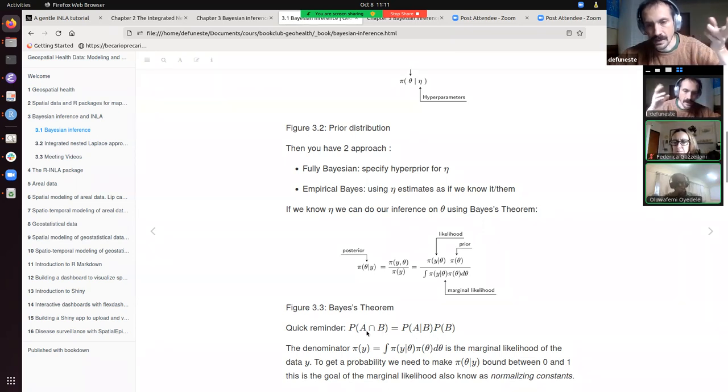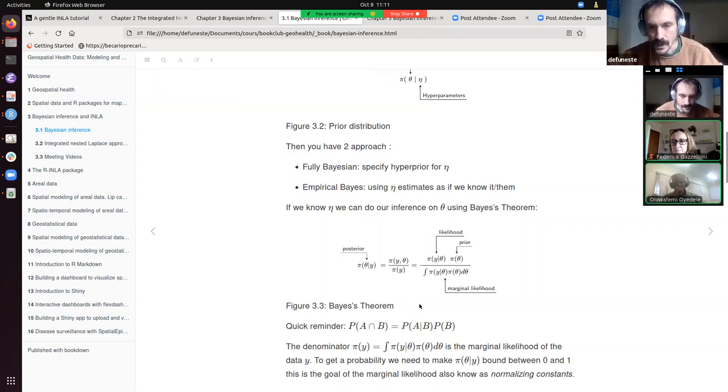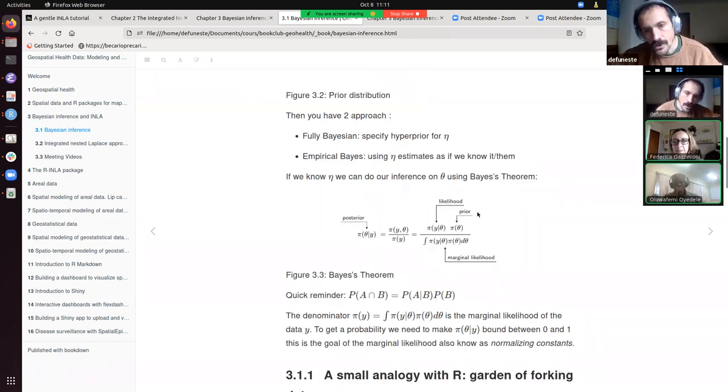The joint probability of A and B is equal to the probability of A knowing B times the probability of B, which I think is good. Yes, it is. That holds when A and B are not independent. I think they are independent, but I could be wrong on that.